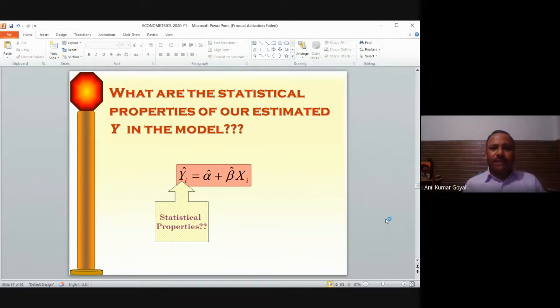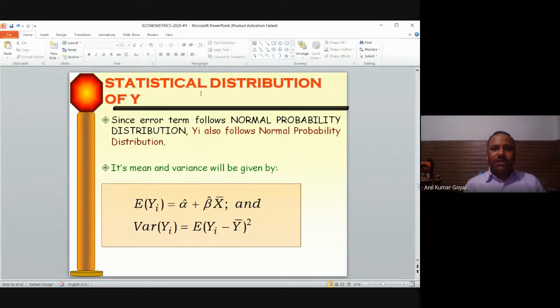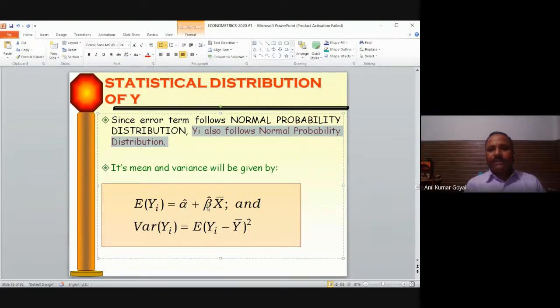What are the statistical properties of our estimated y in the model? So expected y means estimated y. What are the properties of the dependent variable? Dependent means estimated. Statistical distribution of y: since the error term follows normal distribution, yi, meaning estimated y, also follows a normal probability distribution. It means its mean and variance will be given by estimated y equal to estimated alpha plus estimated beta times the mean value of x. This is the mean, and this is the variance. Variance in y is explained by the expected value of yi, meaning y mean square.